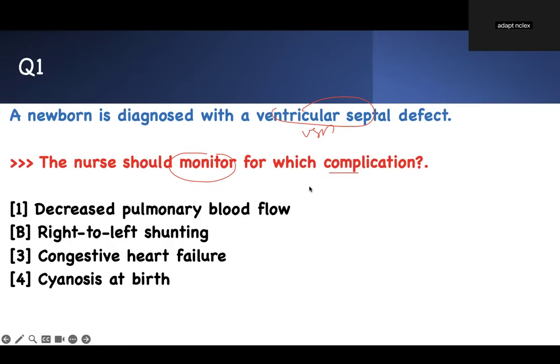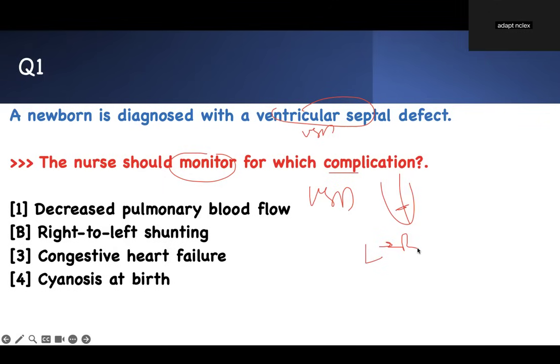The first thing I'm going to ask myself, what is VSD? VSD is one of the defects. It's a hole in the heart, right? It's the hole between the two ventricles. What happens in VSD? Ventricular septal defect leads to what? Left to right shunt, because the left side is stronger than the right side. So if blood is moving from the left to the right, what is happening?